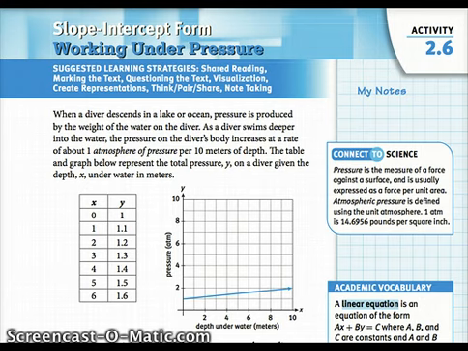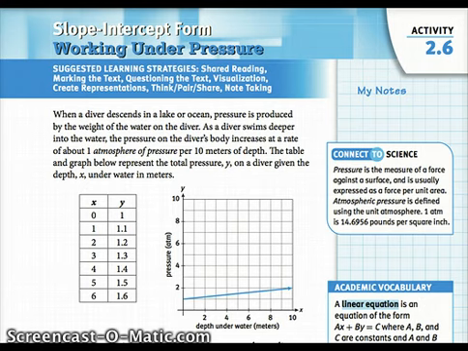All right, Luke. When a diver descends in a lake or ocean, pressure is produced by the weight of the water on the diver. As the diver swims deeper into the water, the pressure on the diver's body increases at a rate of about 1 atmosphere of pressure per 10 meters of depth. The table and graph below represent the total pressure, Y, on a diver given the depth, X, underwater in meters. Okay, thank you.